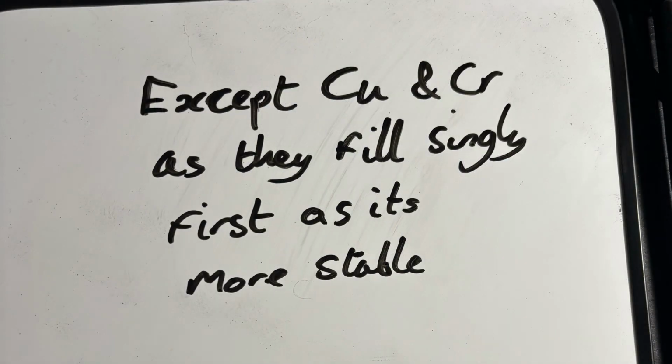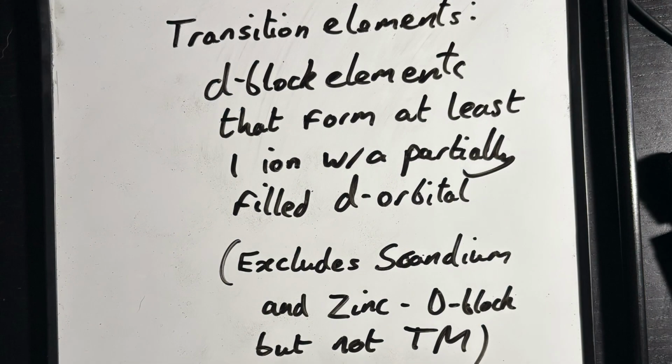Now, just to make things complicated, there are exceptions, namely copper and chromium, and they fill singly before they fill pairs because it is more stable. So you need to be able to define what a transition element is, and it's a d block element that forms at least one ion with a partially filled d orbital. Now this excludes scandium and zinc. They are in the d block, but the ion rule means that they are not transition elements.